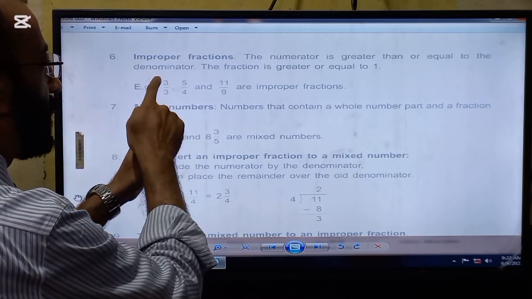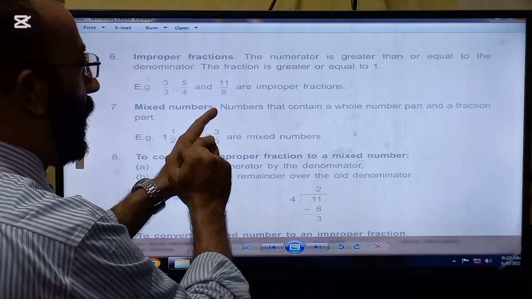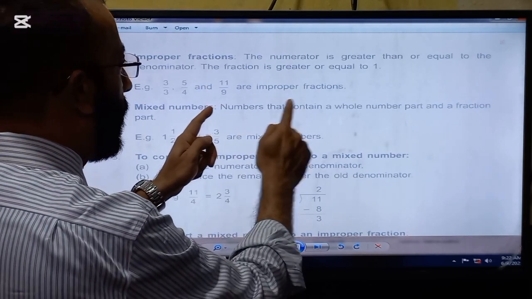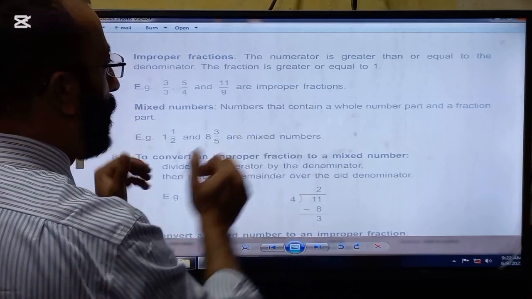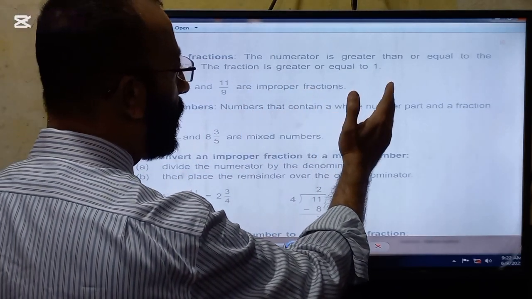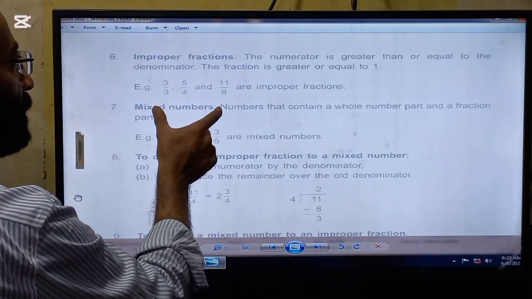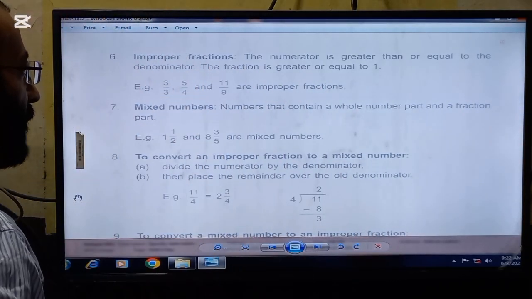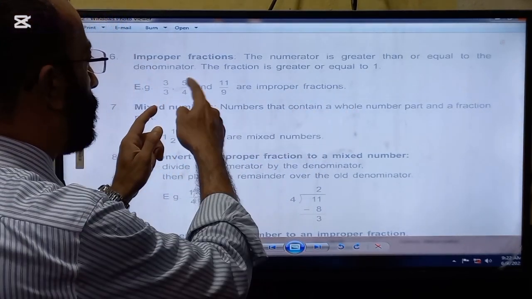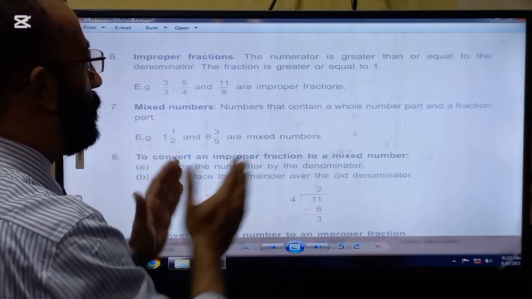In this fraction you can see the numerator is greater than the denominator. This is also an improper fraction. And in this fraction you can see the numerator is greater than the denominator. So these are some examples of improper fractions. So listen again. If the numerator is greater than or equal to the denominator, these kinds of fractions will be called improper fractions. And the fraction is greater than or equal to 1. So if we solve them, the value will be greater than or equal to 1.